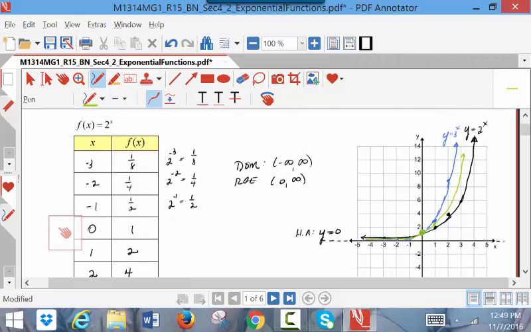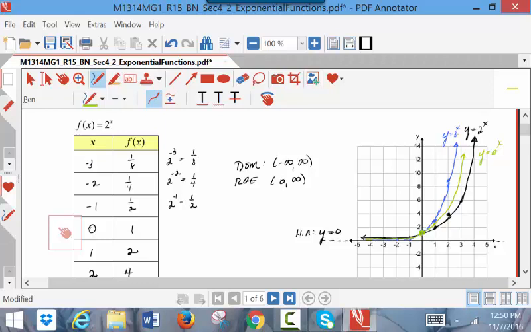Okay, it's trapped between the two lines, which makes sense because the value of e, 2.7, is between a 2 and a 3. So your base of 2 and your base of 3, the 2.7 is going to fall right between them. It's going to be trapped between them.